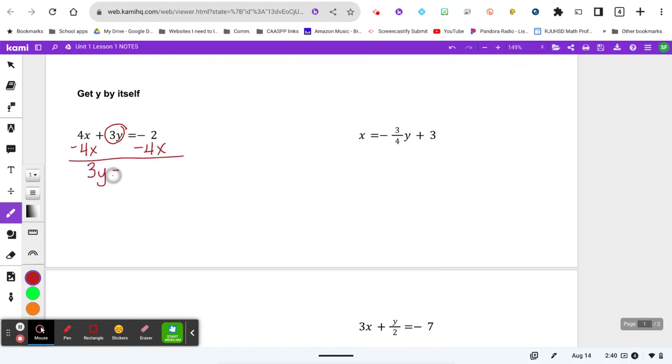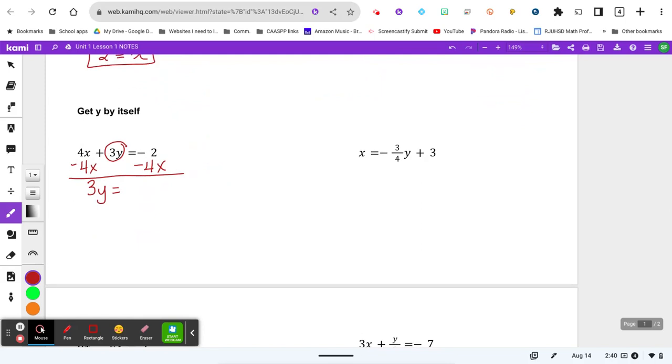3y. And the negative 2 and the negative 4x are not the same thing. One has a variable, one doesn't. So I'm just going to go ahead and write them one right after the other. It doesn't really matter which one comes first or second. I just like having the letter first. And now we get the y by itself.